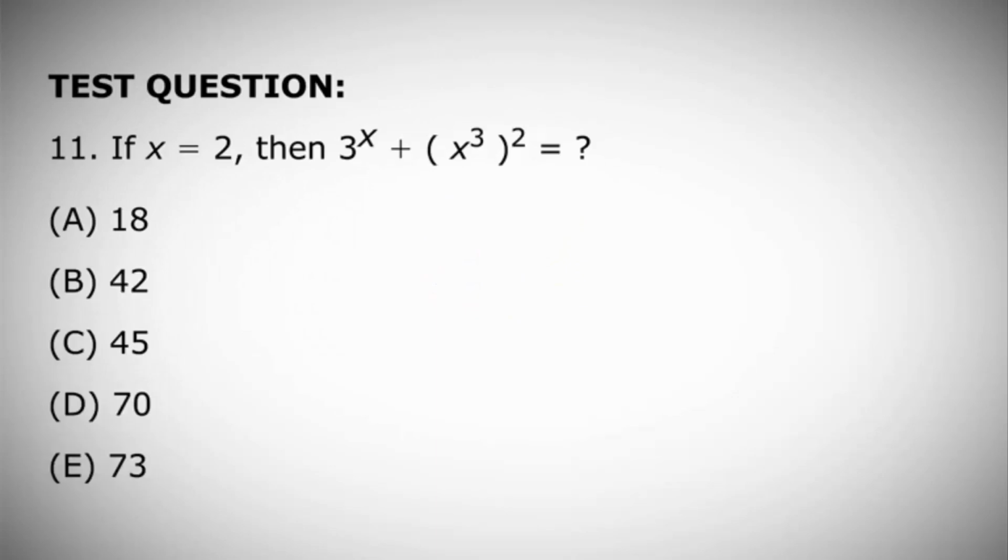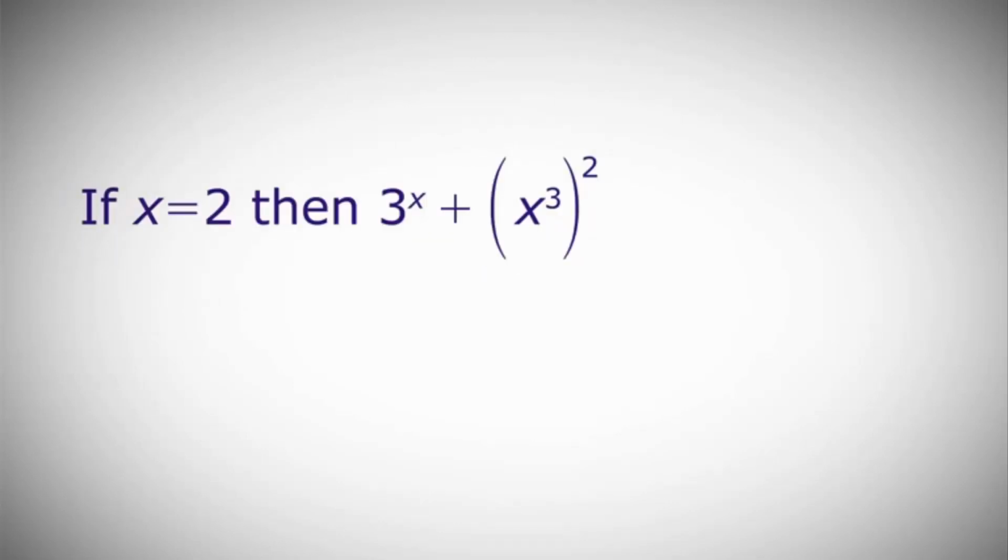Now that we've tried a few exercises, let's go through a test question together. Number 11 says, if x is equal to 2, then 3 to the x plus x to the 3rd power squared is equal to what? In this example, because we know that x is equal to 2, we can plug in 2 for x in that expression, giving us the expression 3 squared plus 2 to the 3rd power squared.